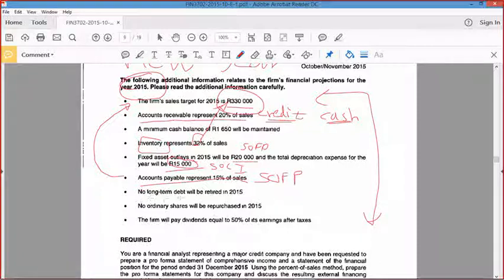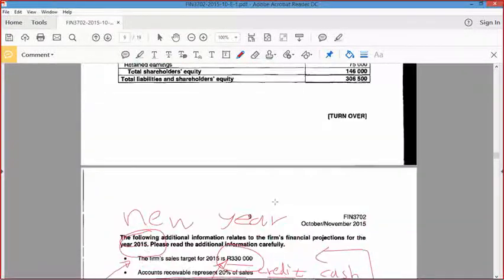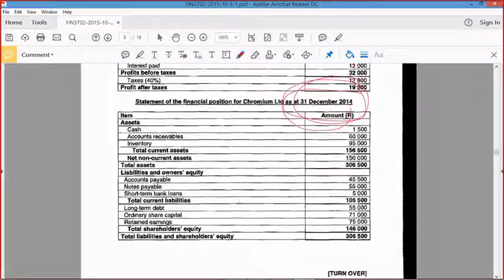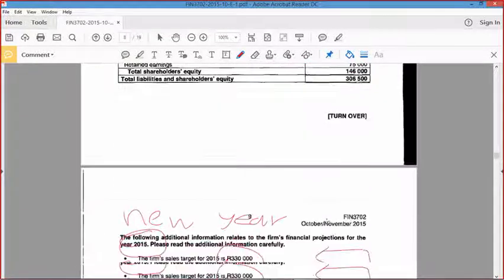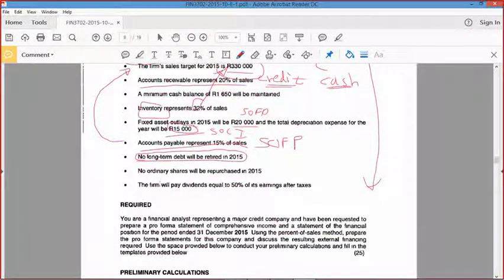Then you've got: no long-term debt will be retired in 2015. So what does that mean? Have we paid off any of our long-term debts? No, it says no long-term debt will be retired. So how much is the outstanding debt here? What was the long-term debt? 55. That was the 55 from last year. Is it going to be 55 this year? Yes, because nothing changes. You're not going to retire any of its debt.